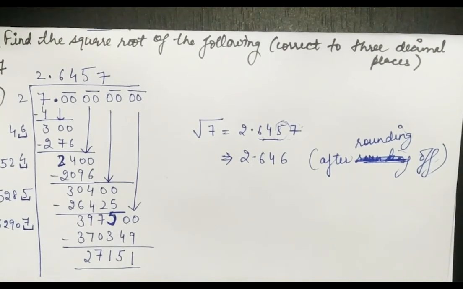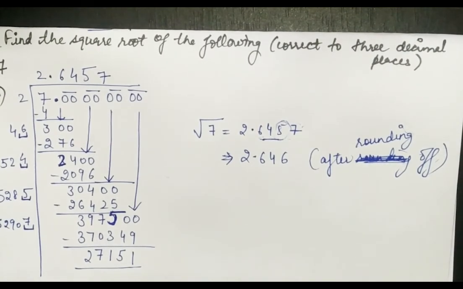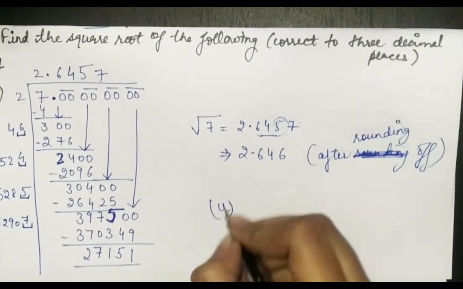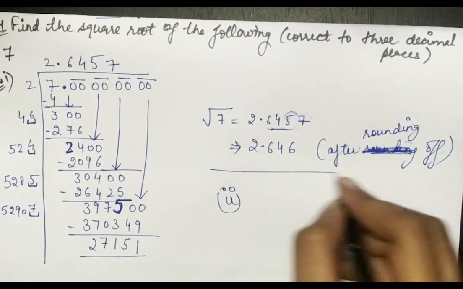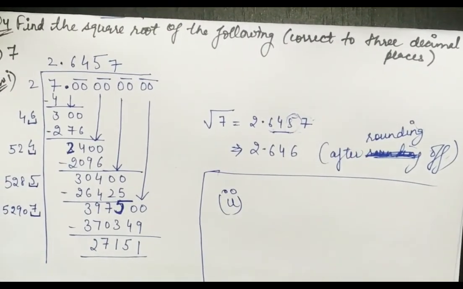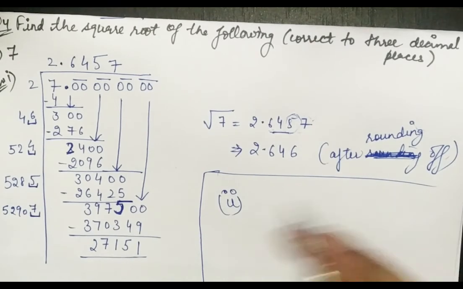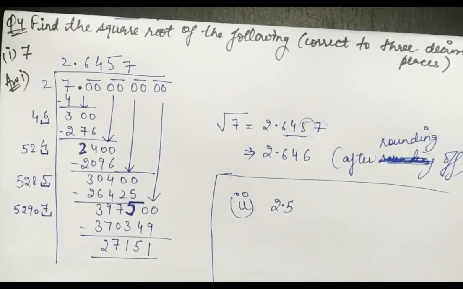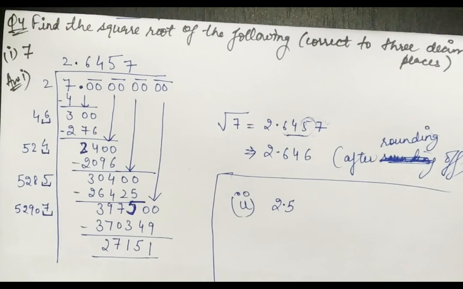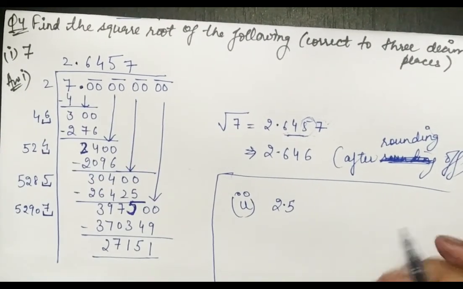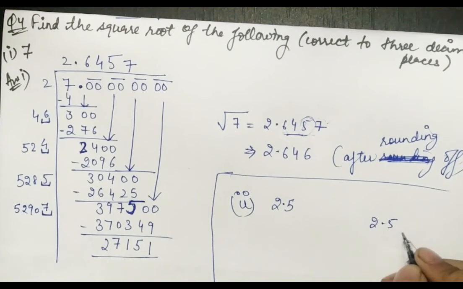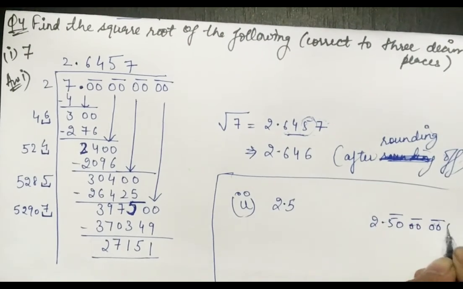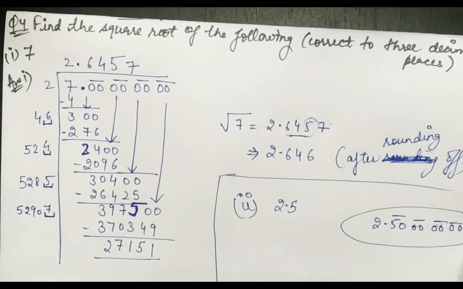And now you have to do the rest of the parts on your own. I am not writing the solution here. So the next part is 2.5. How will you do this? Here we have made pairs. Like 5 is already given, you will add 0 here, so that is 1 pair, then 0, 2 pairs, then 3, 0 and then 4. In this way only you have to do this part.